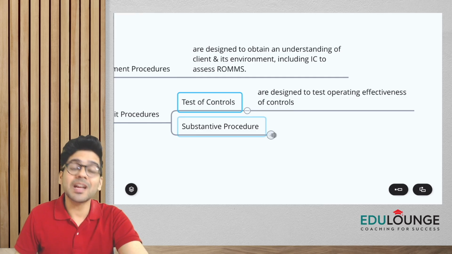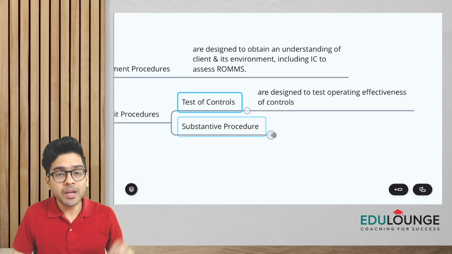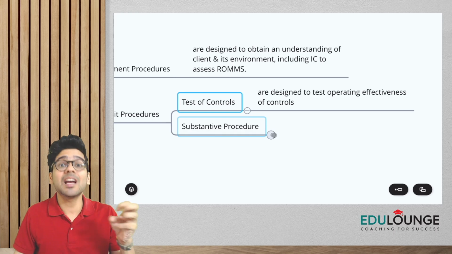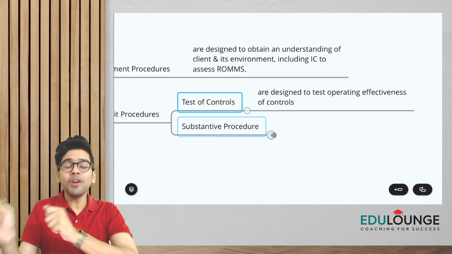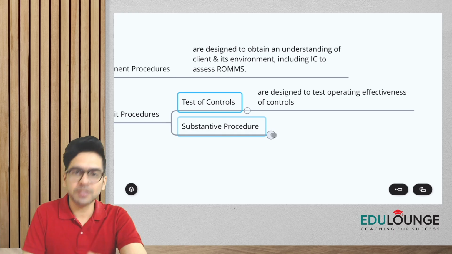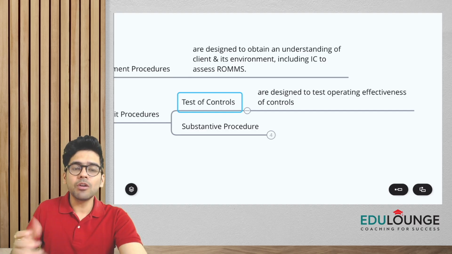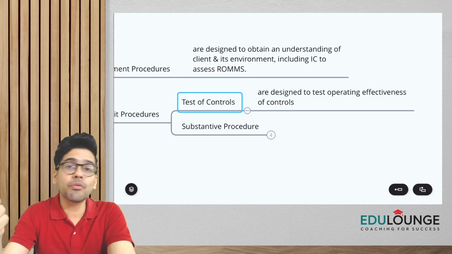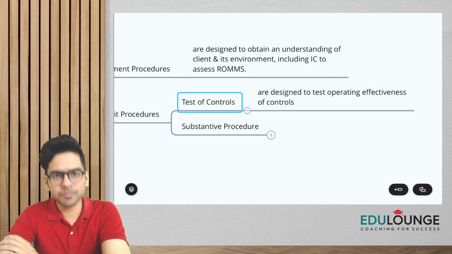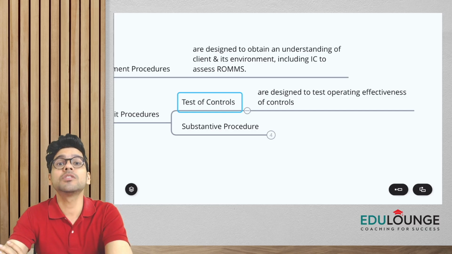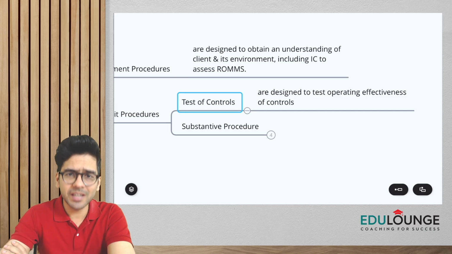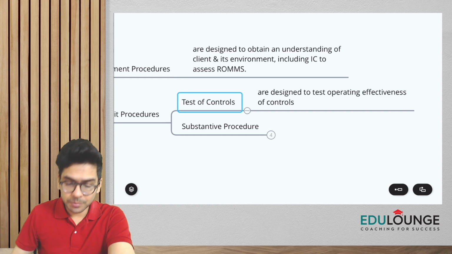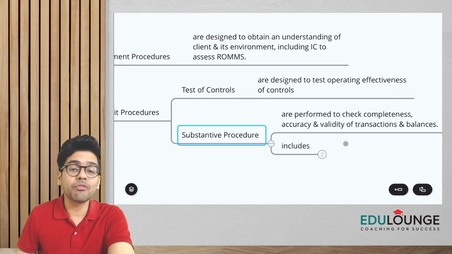And when I say substantive procedures, guys, always remember, substantive procedures test the accounting data. So if you want to find misstatements, you will have to perform substantive procedures. Test of controls is only going to give you an idea about the controls, whether they are operating effectively or not. Testing of controls would help you to find deviations from the prescribed control. When the control is not functioning as intended, these are deviations. On the other hand, substantive procedures is going to help you to find misstatements.